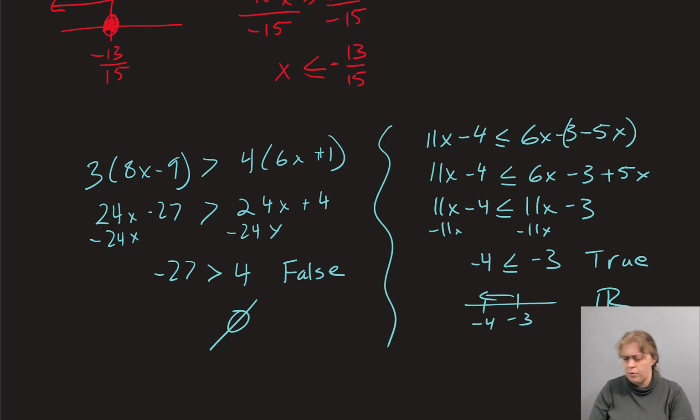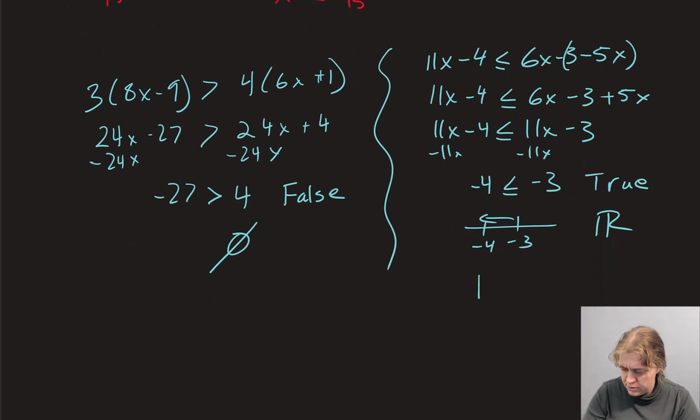How you draw the symbol for all real numbers, just in case we haven't talked about that, is you do 2 lines and then you do an R with 2 backs. And then that's the symbol for all real numbers.